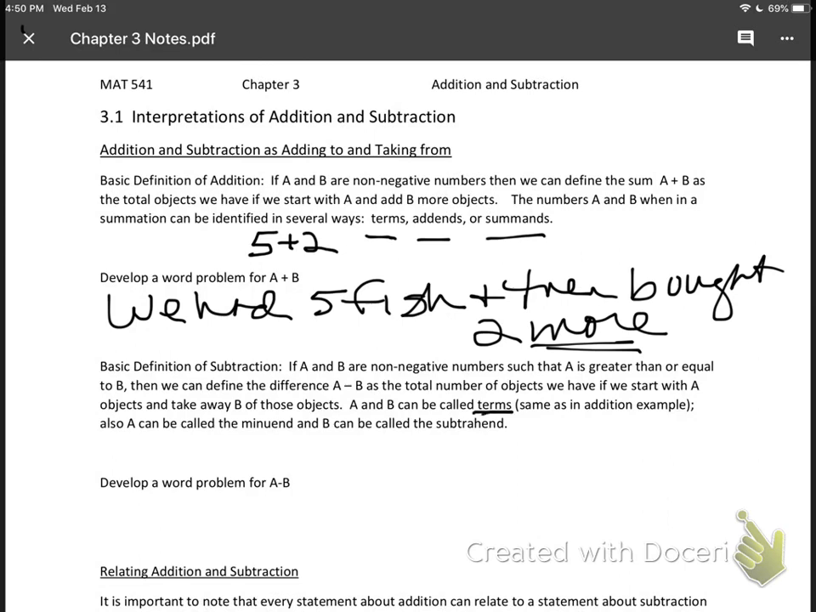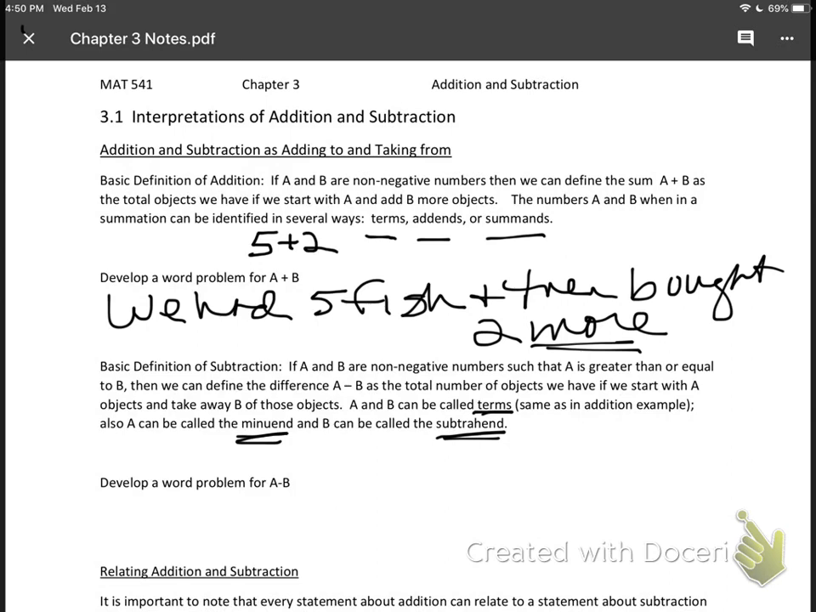Okay, in terms of vocab for subtraction, you can call them terms, which, as I said, is a common phrase for us to use, or you can divvy them up a little bit. If it's a problem that's A minus B, A is going to be the minuend, and B will be the subtrahend. Subtrahend means that which is going to be subtracted away from the other term.